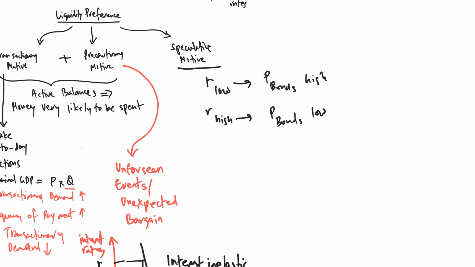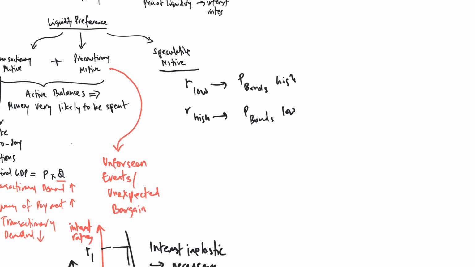But this is an important relationship to understand the speculative motive, because when the interest rates are low, the price of bonds is high, and a speculator is somebody who buys low and sells high. So from a speculator's perspective, he'll be like, oh, the price of bonds is high, let me sell bonds. All the bonds that he had, he will be selling. And if he sells bonds, he will be holding a lot of money balances. So the money demand, or the liquidity that he would have, is high.